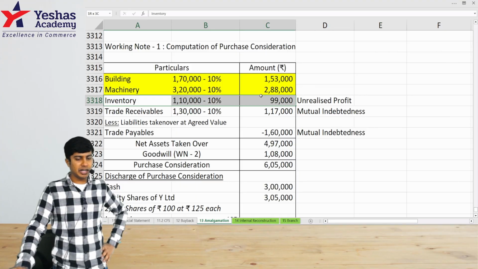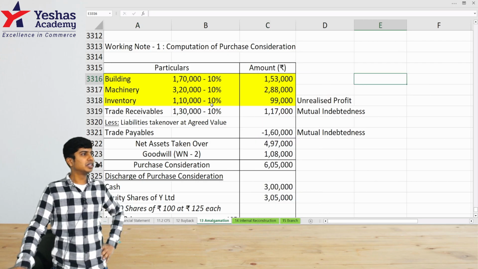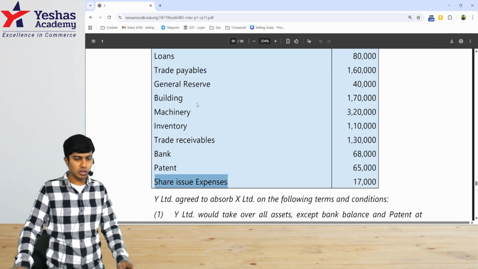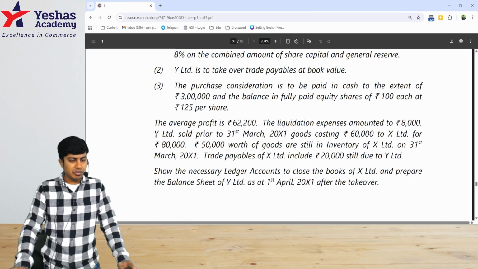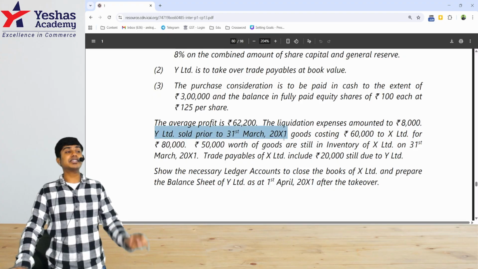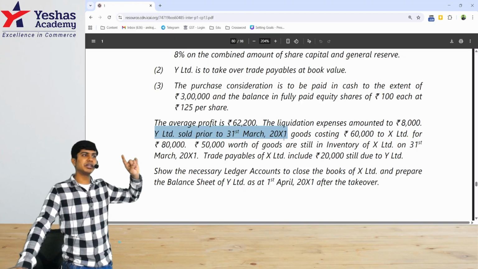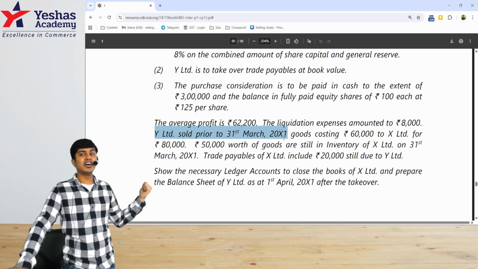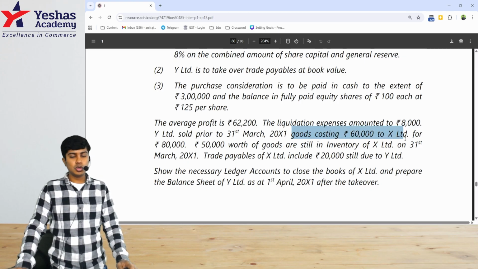I would write my inventory 99, but I have to adjust it for unrealized profit. Shall I? Okay, come on. Let's see that unrealized profit adjustment now. We'll do that working. Observe. What is that adjustment of unrealized profit? It starts here. Y Limited, prior to 31st March. Remember, Y Limited is transferee. Till now, the adjustments were where the transferor had sold. In this question, who has sold? Transferee has sold. How much? Goods costing rupees 60,000 to X Limited for rupees 80,000.